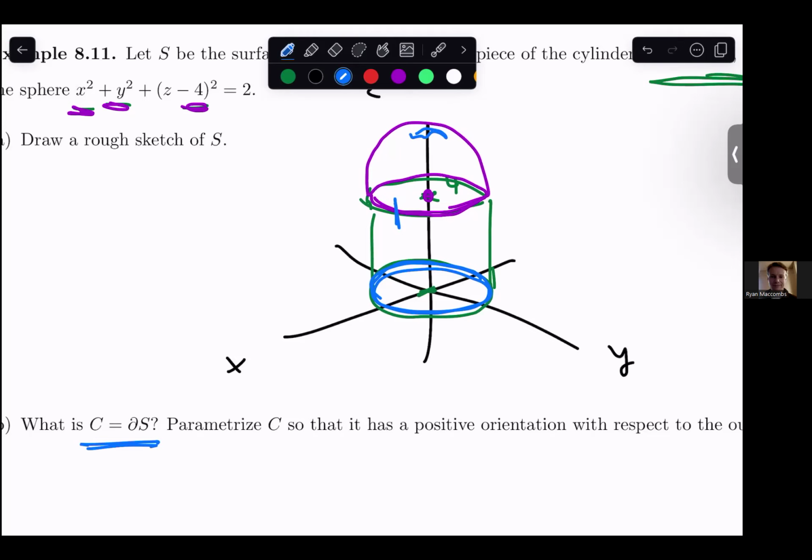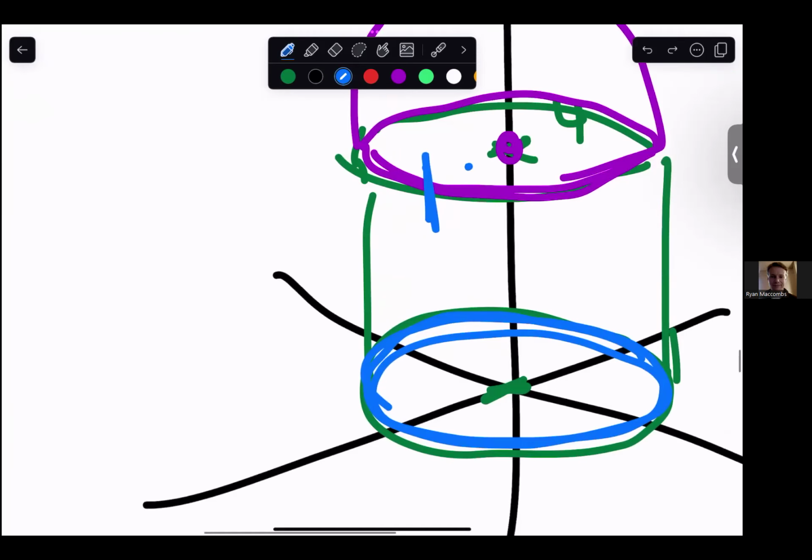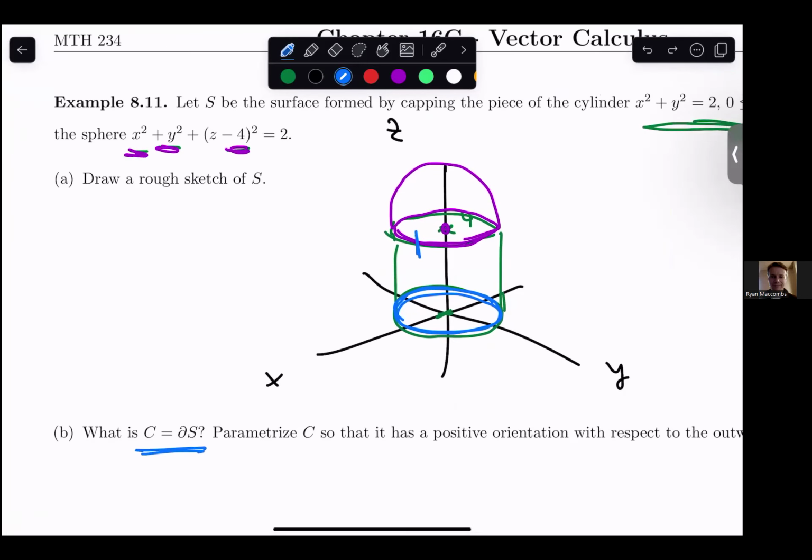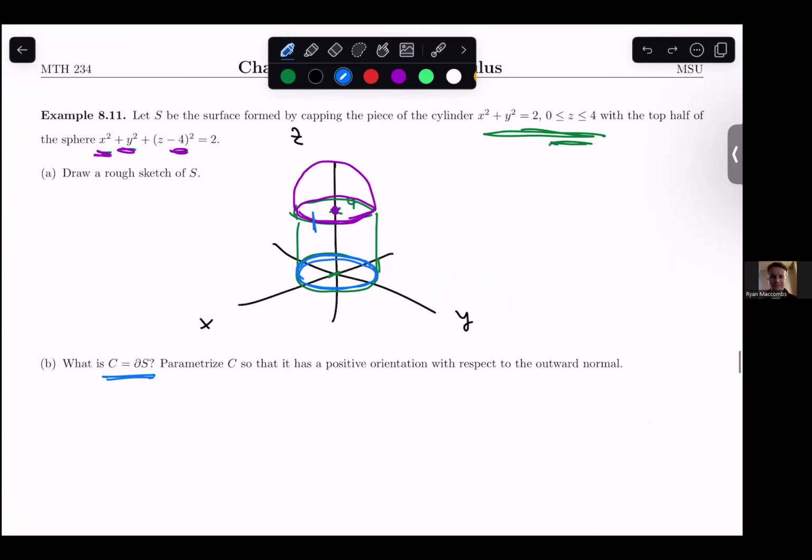And likewise, because these are glued together, if I was an ant walking along here, again, there's no way to go from the outside of this thing into the inside. All right, so the boundary is there in the XY plane. It's at the bottom of this. And I'd like to parametrize C so that it has a positive orientation.